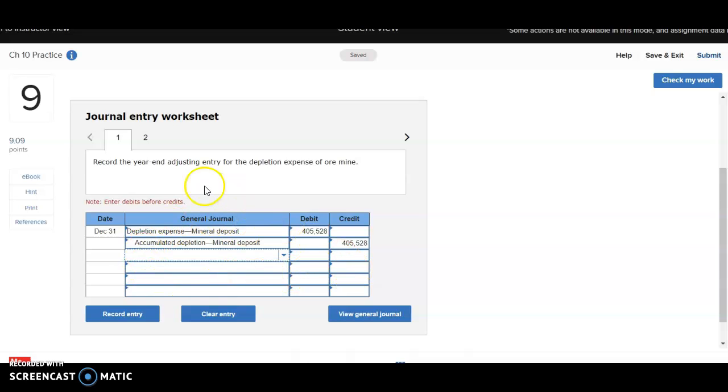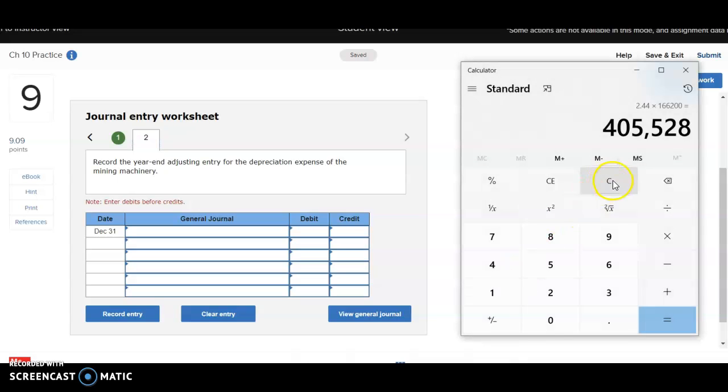All right, that takes care of our first one. This is the depletion expense for the ore mine. Next, we have to look at the machinery. Remember, it's a plant asset, but we're still going to use units of production because it says base it off of how much was used. So we're going to use units of production. So we have a cost of $213,500. It tells us that it will be abandoned, so it does not have a salvage value.